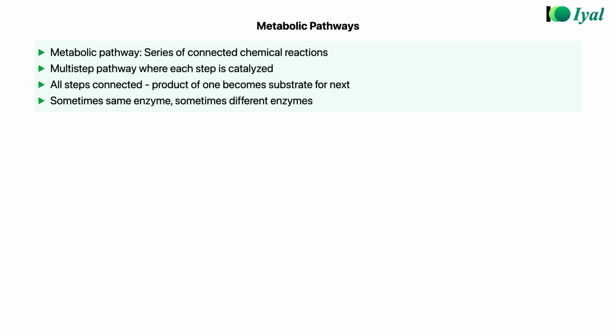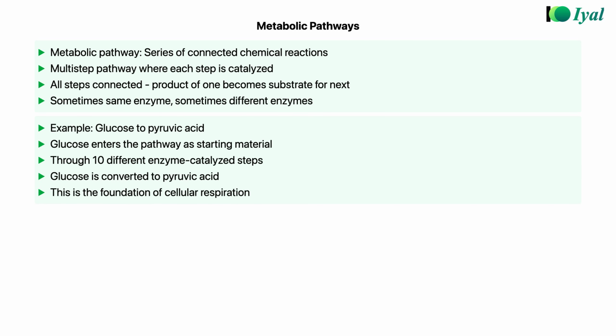Reactions don't usually happen in isolation. They're connected. A series of reactions where the product of one reaction becomes the starting material for the next one. We call that a metabolic pathway. Each step is catalyzed by an enzyme, maybe the same enzyme if it's versatile, or usually different enzymes for different steps. Here's a key example: glucose being converted to pyruvic acid.